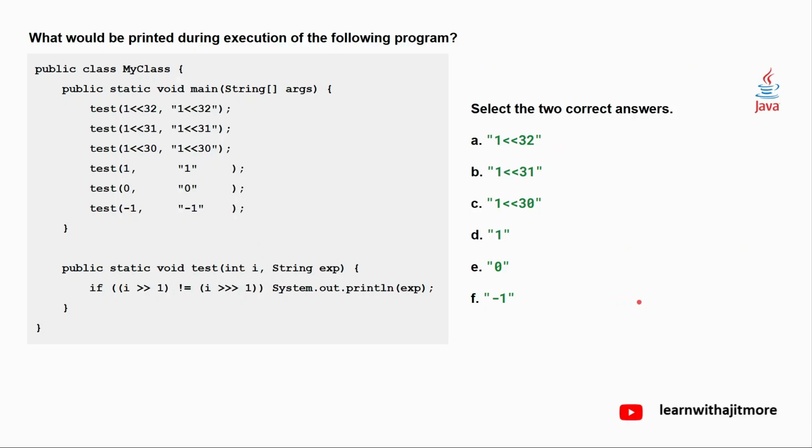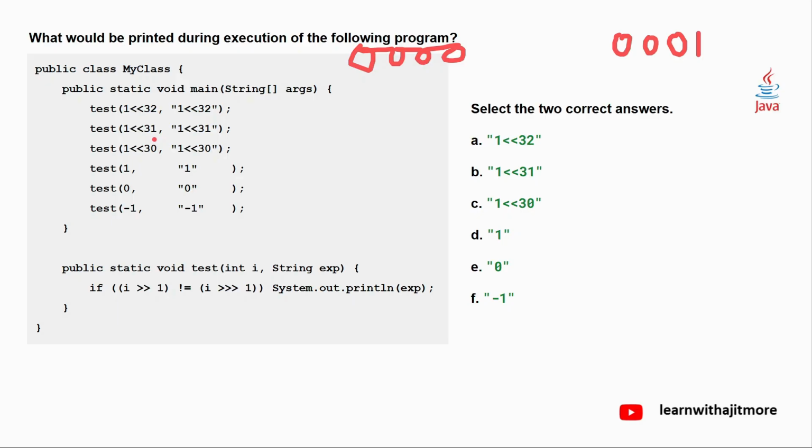31 only. So your 1 will be shifted how many times to the left side? What is the shift distance? 31. 31 masked with 31. Masked means ANDed. 31 ANDed with 31.